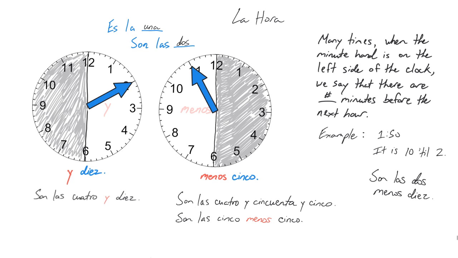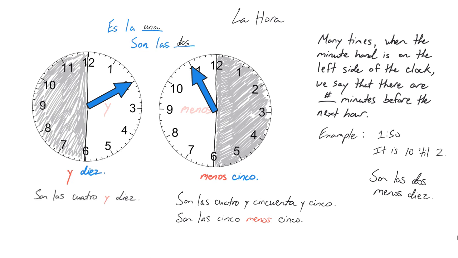However, many times we say that there are so many minutes until the next hour. It is 5 to 5, or it's 5 of. So in Spanish, they do the same similar thing, but they use the word minus. So minus so many minutes before the next hour. Son las cinco menos cinco. It is 5 minus 5. In other words, it's 4:55.